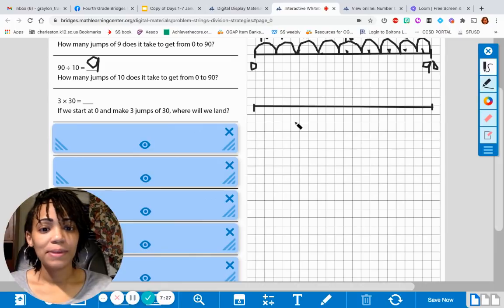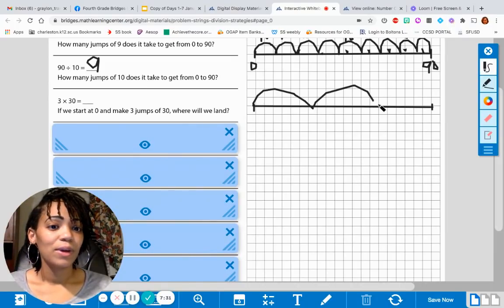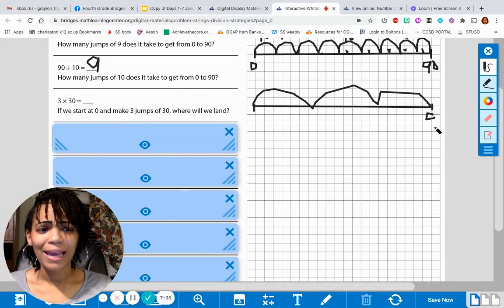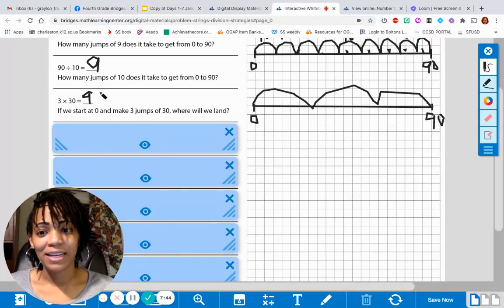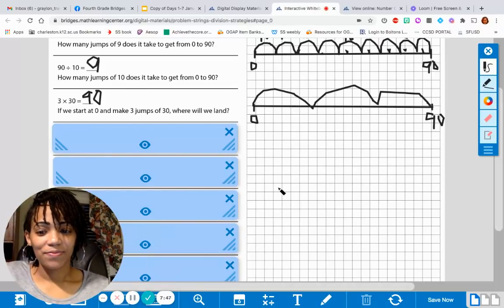All right, some of you may be done. You have 3 jumps of 30. Where are you landing? By gosh, did we land back at 90? We sure did, but our number of jumps and the size of the jumps are different still, right? Right, let's look at the next problem.